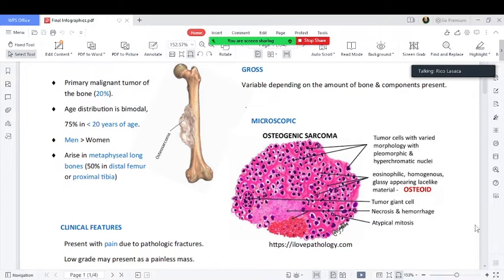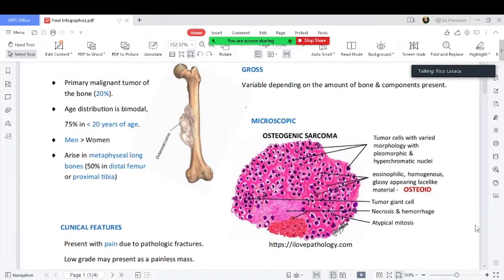So they are the product of the bone. So kaya characteristic talaga yan ng osteo. Kaya naghahanap tayo ng osteoid. Ang tawag niya ay osteoid, bone-forming material within the tumor.